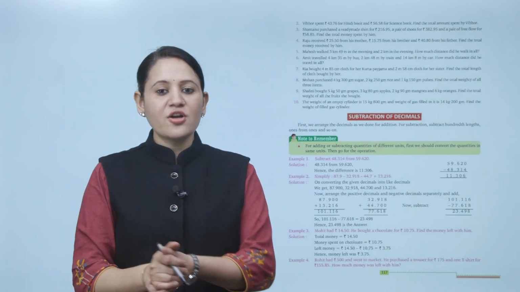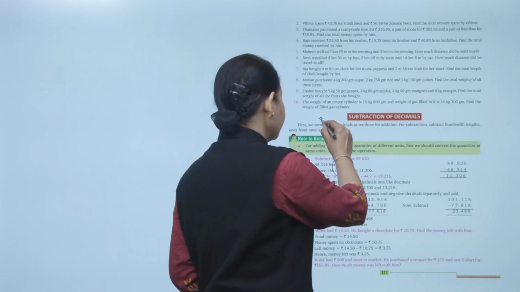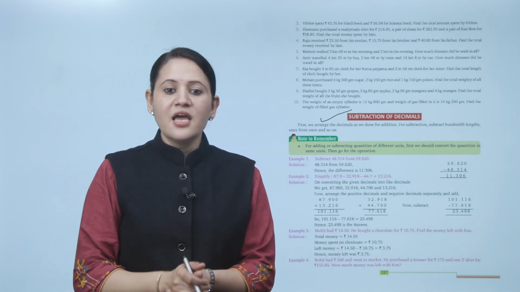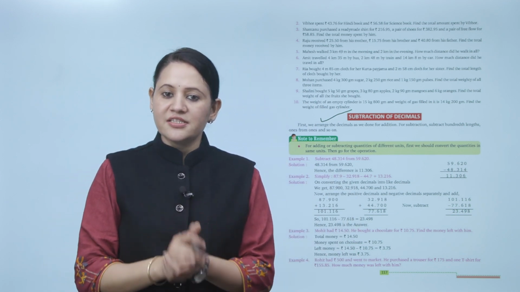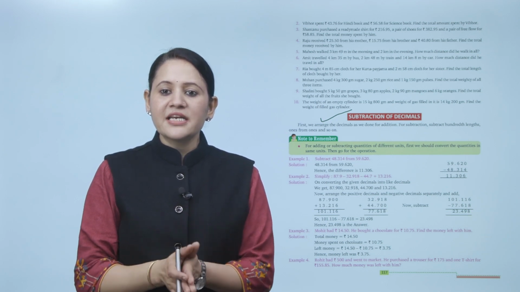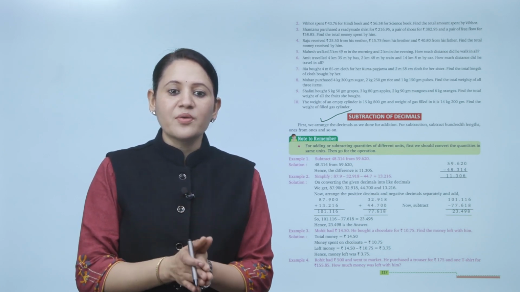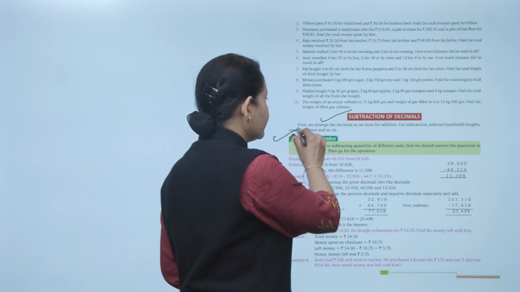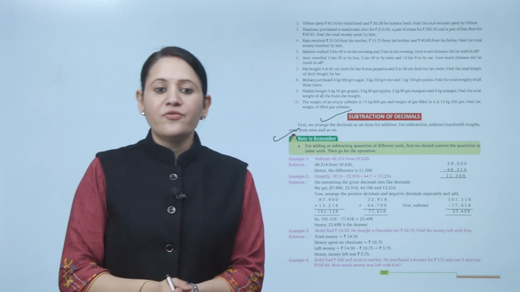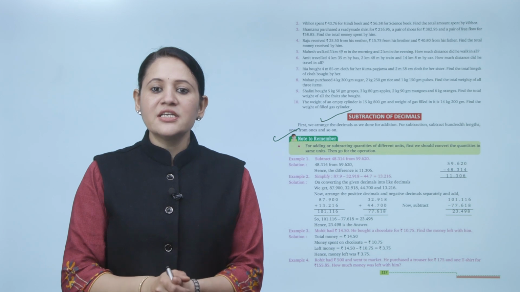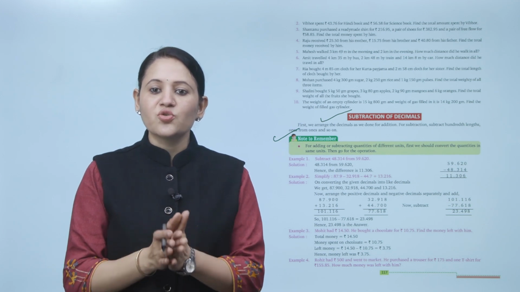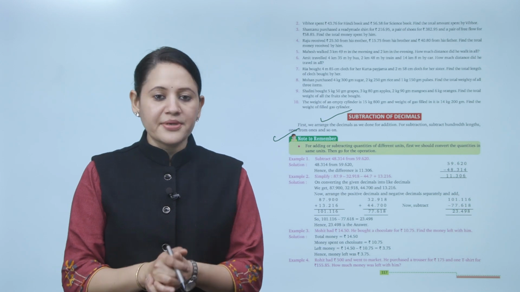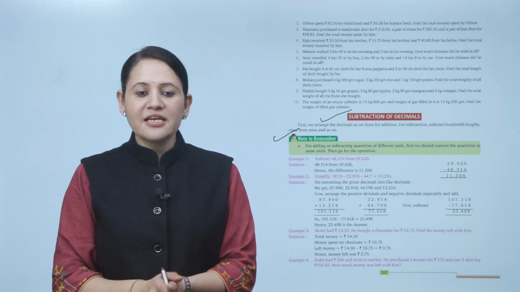Next is subtraction of decimals. First we'll arrange the decimals as we did for addition. For subtraction, subtract hundredths from hundredths, tenths from tenths, ones from ones and so on. Note to remember: for adding or subtracting quantities of different units, first we should convert the quantities into the same unit, then go for the operation. Clear? Now I'll take an example.